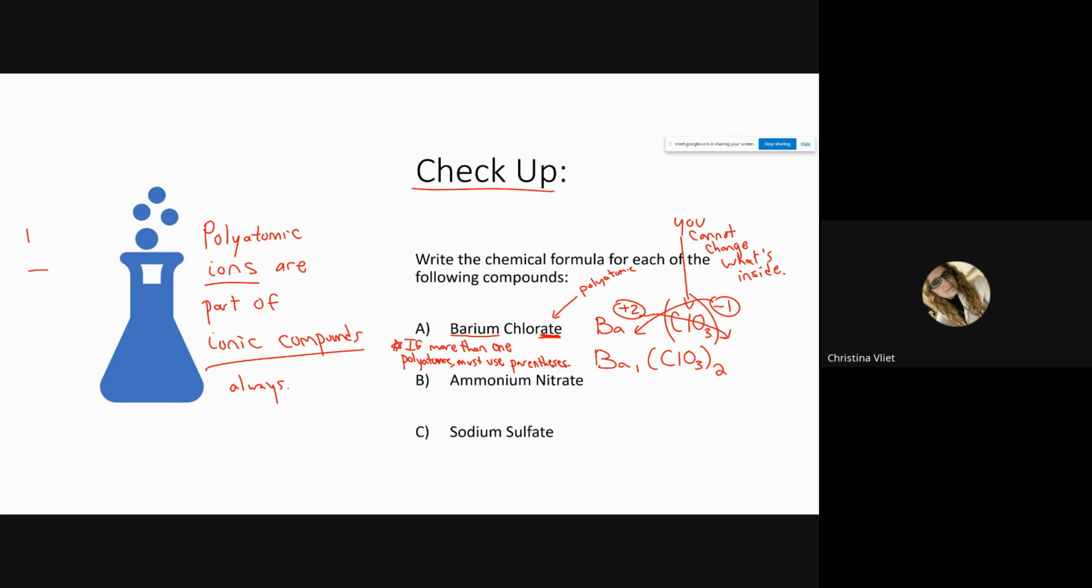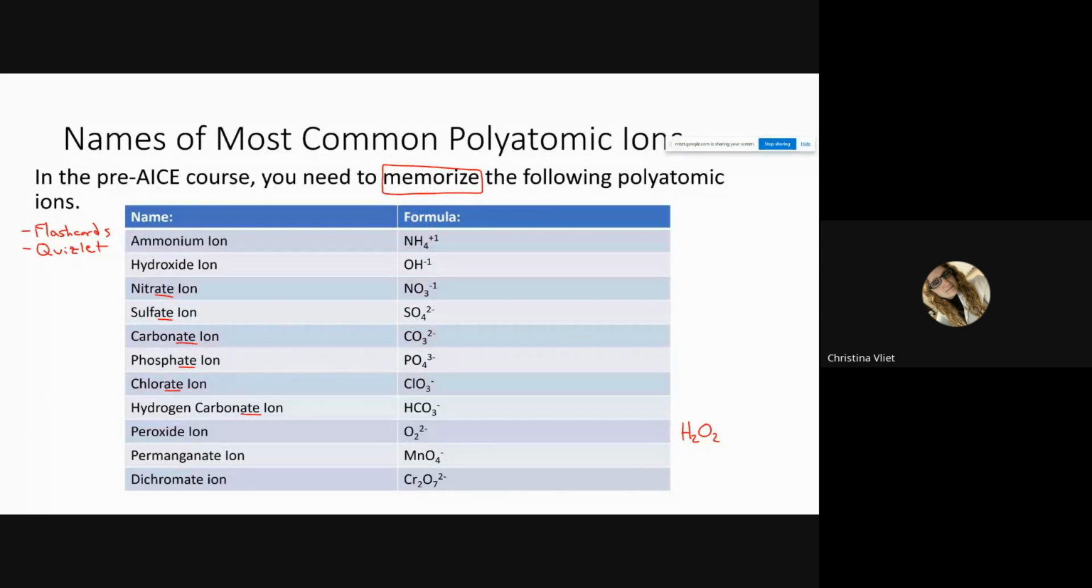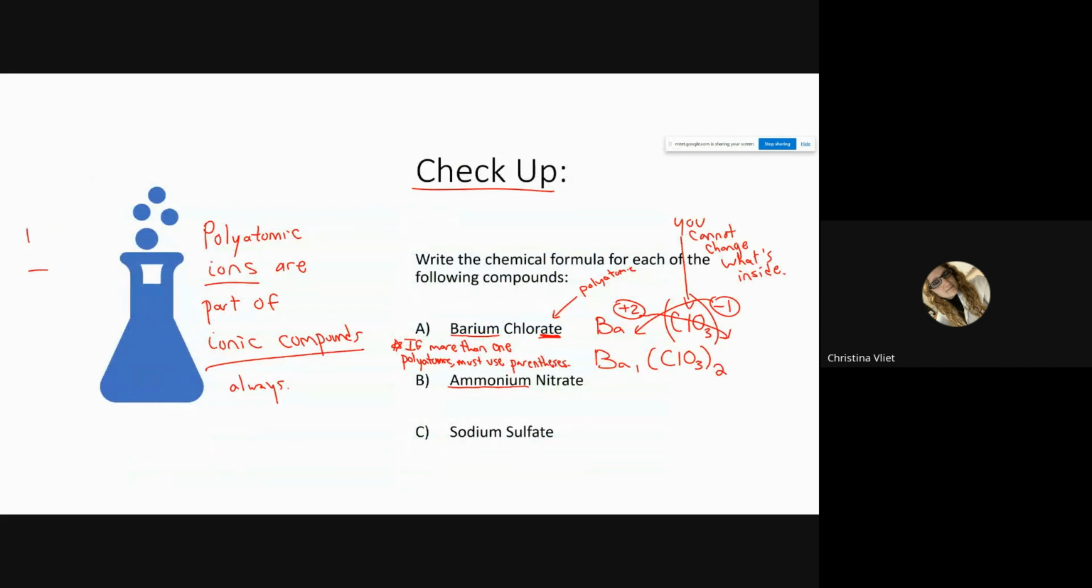We're going to take a look at the next one. Ammonium nitrate. Ammonium. Wait a second. That's a polyatomic ion. How will you know that? Well, you're going to have to memorize them. Like, oh, ammonium is that. Hydroxide is that. So ammonium is NH4 plus 1.